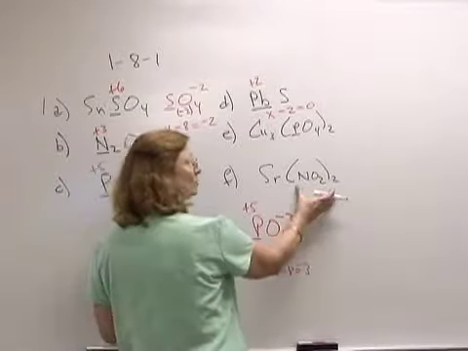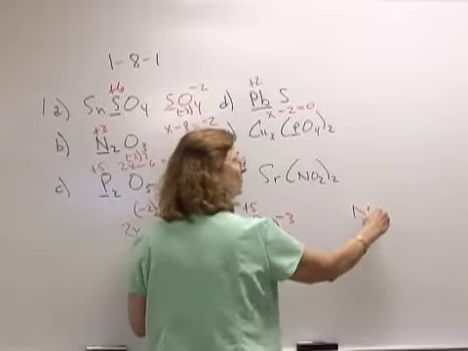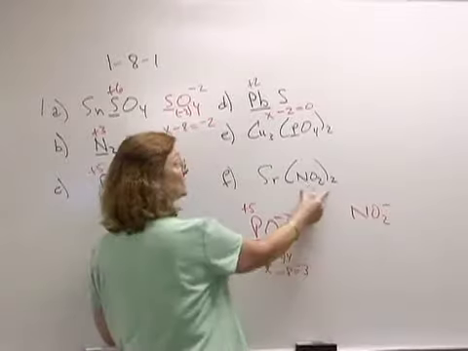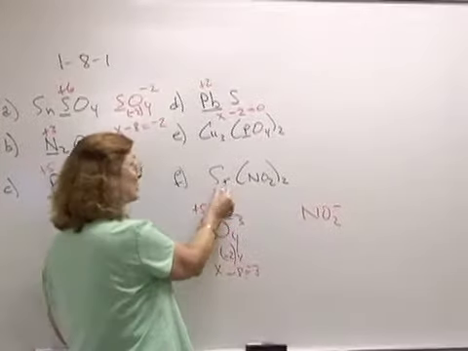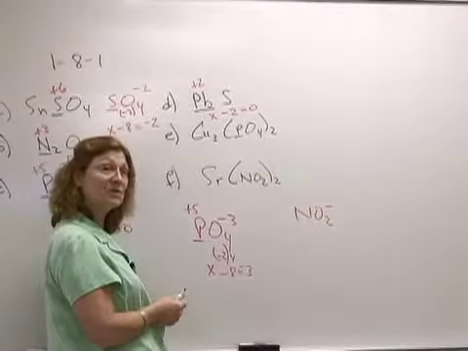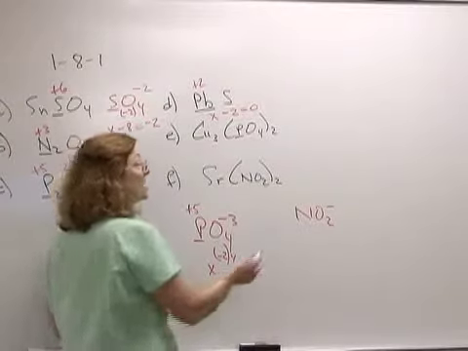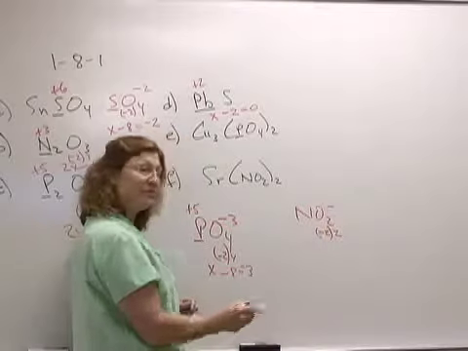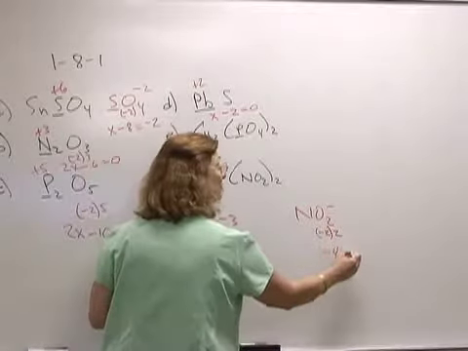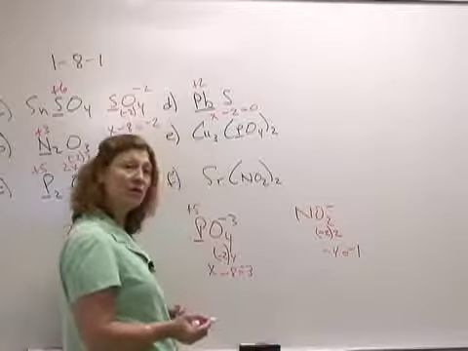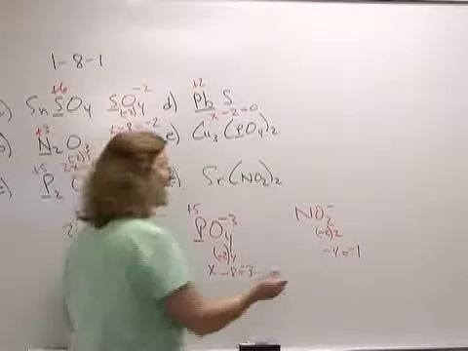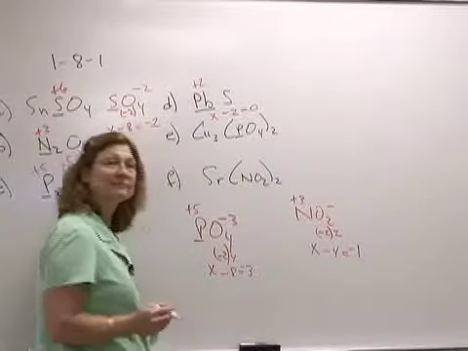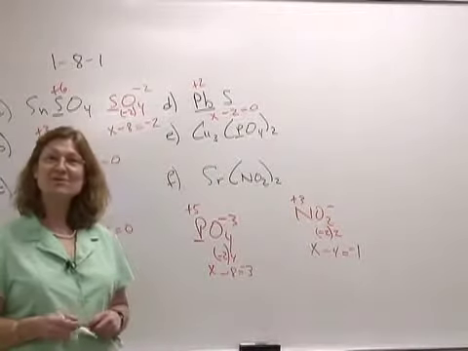Again, I'm going to pull this polyatomic ion out of the compound, and it has a -1 charge. Now, I could tell it's -1 if I didn't know, because strontium is always +2, and we're going to talk about that in a moment. So oxygen is -2. There are 2 of them, which gives me a -4. The whole polyatomic ion has an overall charge of -1, and therefore nitrogen is +3. So that's how we do that problem.